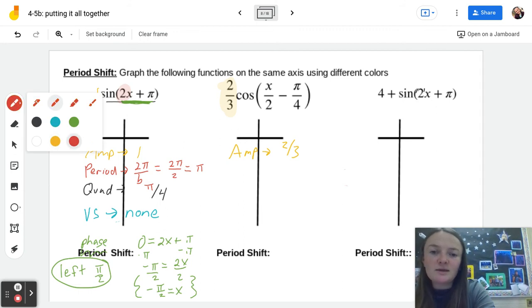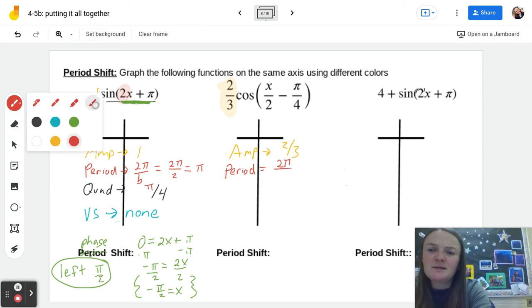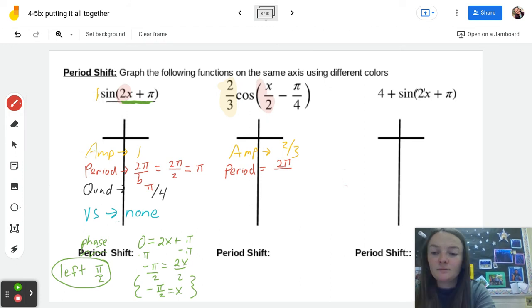Next, what I want to deal with is the period. The period is always 2 pi over b for sine and cosine functions. So I'm going to say 2 pi divided by, okay, b is a little harder to see here. X is being divided by 2. So what I want to do is I'm going to rewrite this as 1/2 x. X divided by 2 is the same thing as 1/2 x. So my b value must be 1/2. So this is going to be 2 pi divided by 1/2.